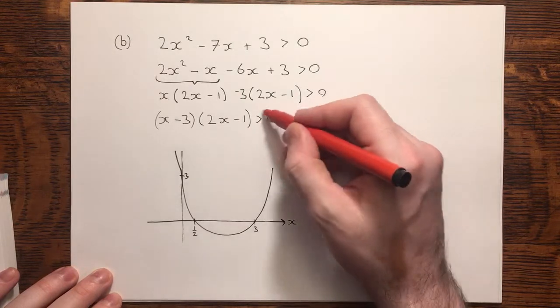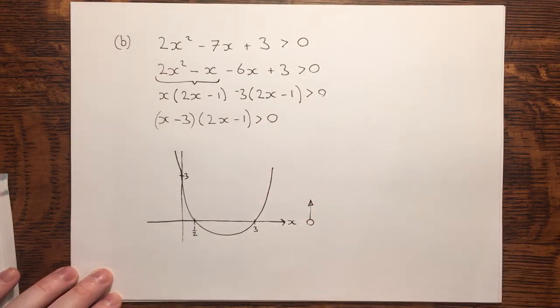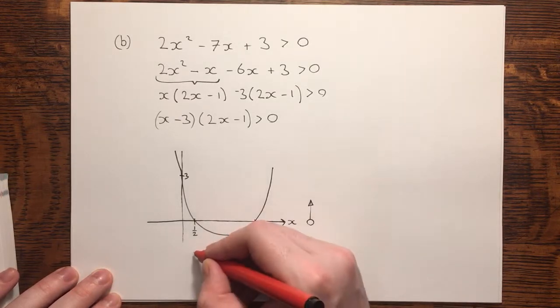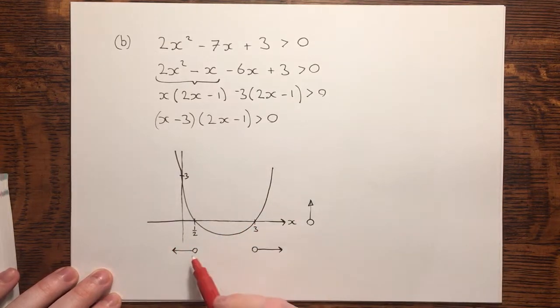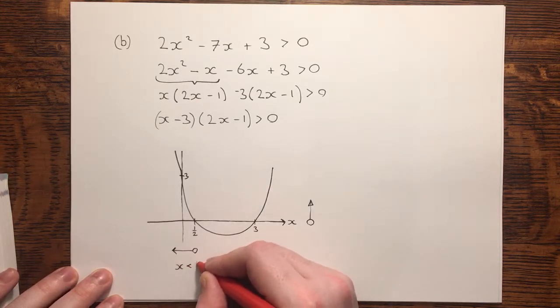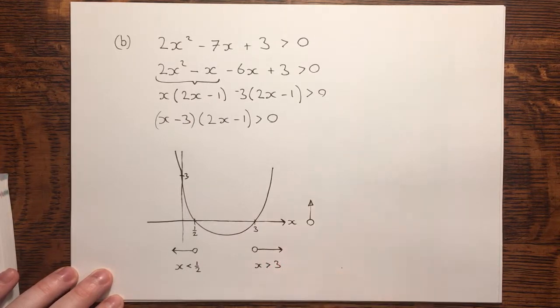Now we're looking at greater than 0, so we're looking above the x-axis. The corresponding parts of the x-axis that are above are here and here, and therefore we've got x is less than a half and x is greater than 3.